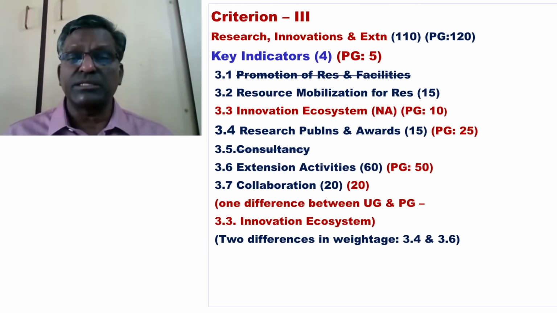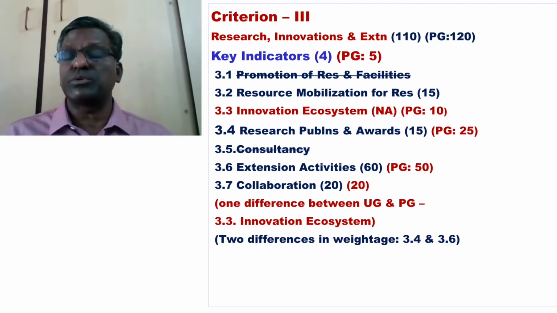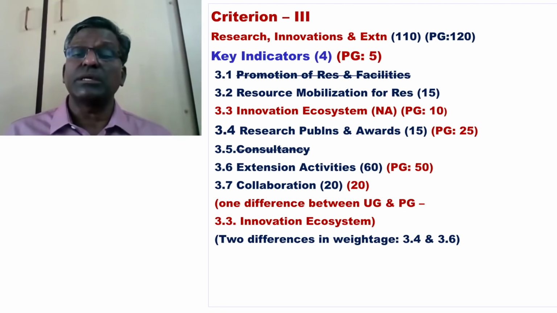3.2, resource mobilization for research. 3.3, innovation ecosystem. And please note, innovation ecosystem does not apply to affiliated and constituent colleges which offer only UG programs. It is applicable only to affiliated and constituent colleges which offer PG programs. Even then, the weightage is a paltry 10.